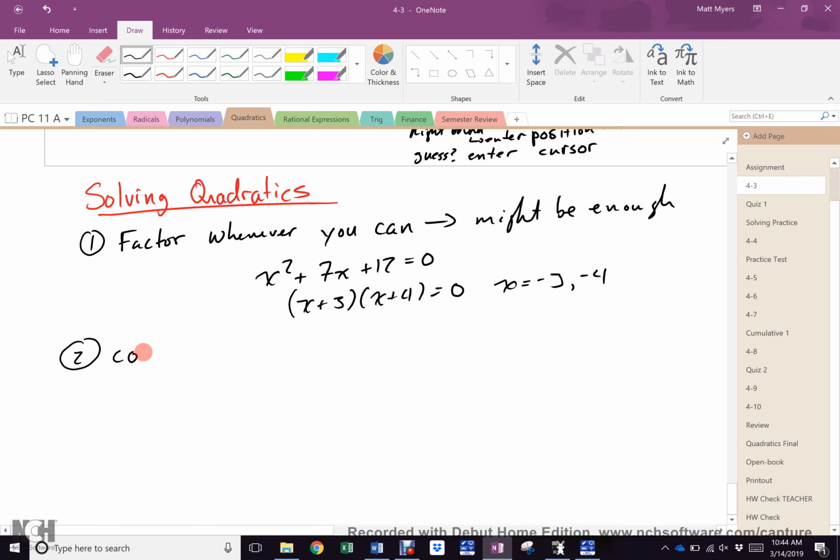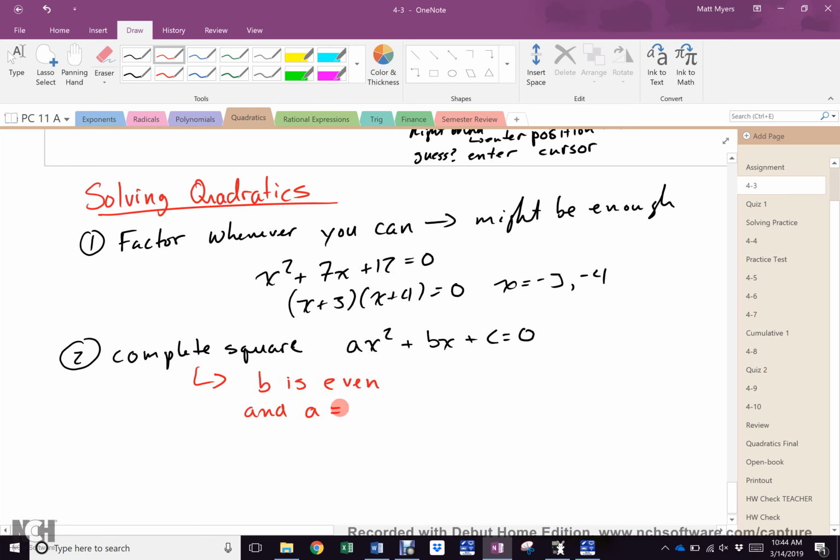Two, you can complete the square. When you complete the square, B is even and A equals 1. That's the best time to do it.